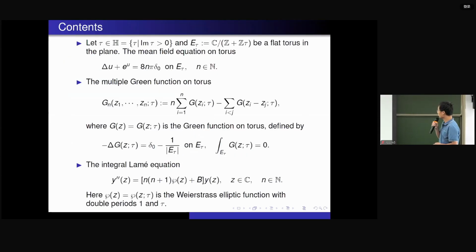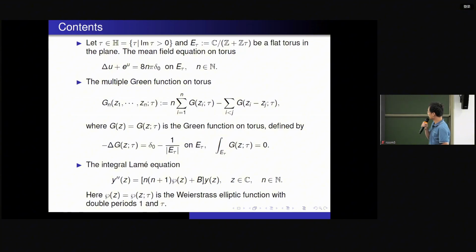So we consider a flat torus in the plane generated by vector 1 and vector tau. This is what we call the mean field equation on the torus. The left-hand side is very simple. The right-hand side has a Dirac measure at 0 with the parameter a pi times an integer n. So this is a mean field equation.